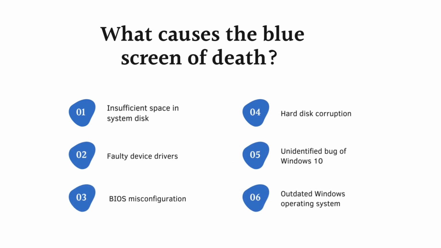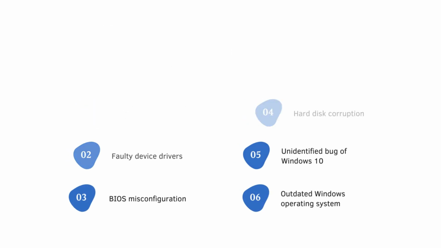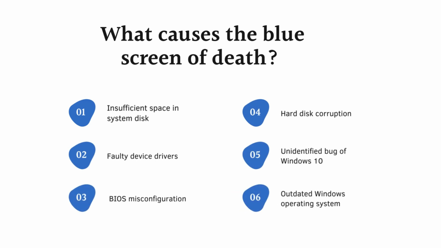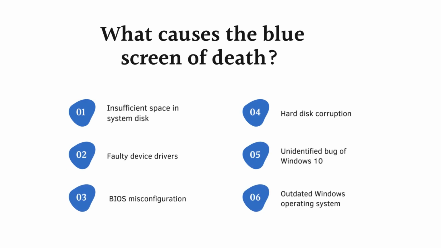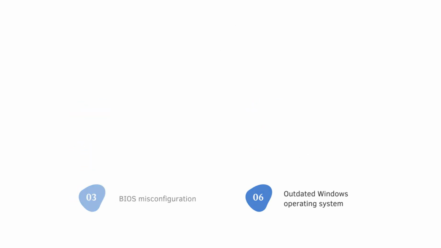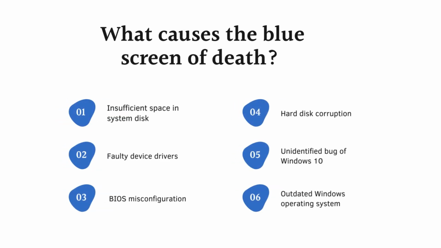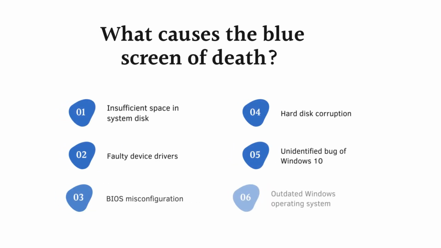Okay, now let's find out what causes the Blue Screen of Death. A host of software and hardware related issues can trigger the blue screen, including insufficient space on hard disks, faulty device drivers, BIOS misconfiguration, hard disk corruption, unidentified bugs in Windows 10, an outdated Windows operating system, and incorrect entries in the system registry.